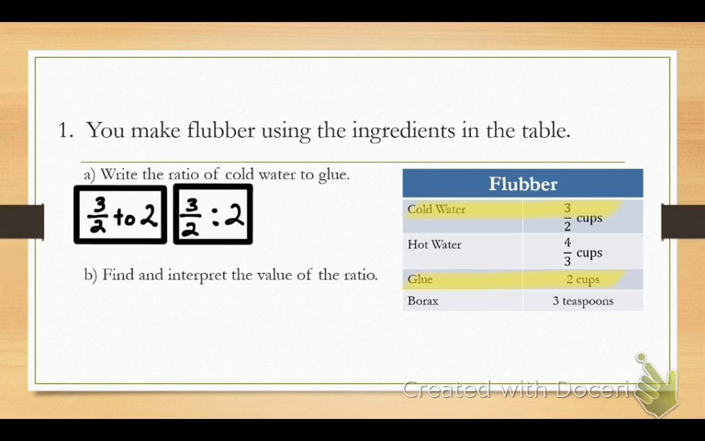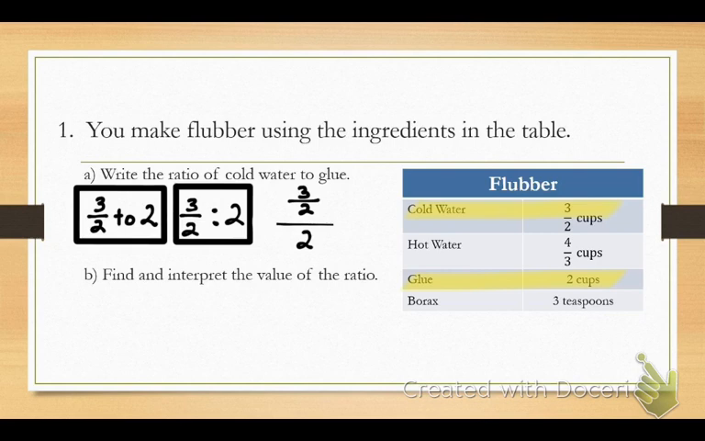Who can explain to me how I would write the last one? What would I do? So here's the thing right here. If it says compare cold water to glue, you're always going to put the cold water first and the glue second. So how much cold water do I have? 3 over 2. 3 halves. And we're making a what? A fraction bar. So we're going to put it over, what's the other number I'm comparing it to? 2. A 2, okay? So notice, that might have been a little big, all right? But it's 3 halves to 2.